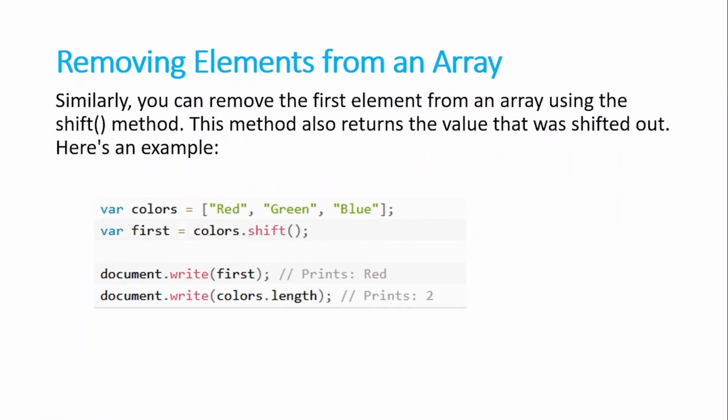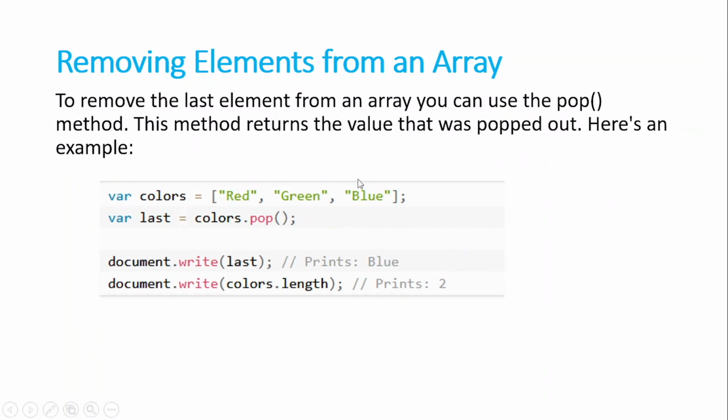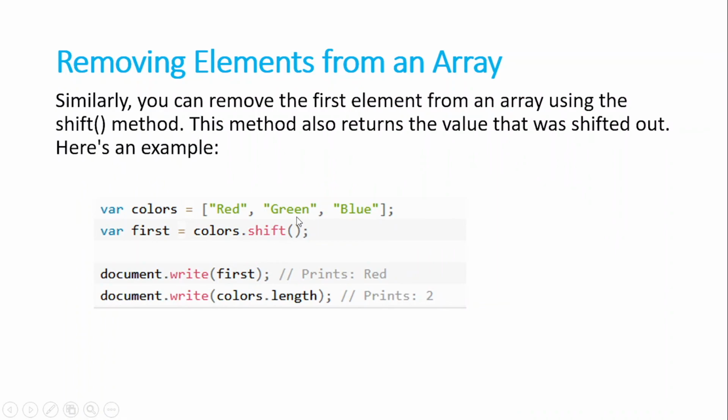Similarly, we can remove the element from the start as well. Just like we had the unshift for adding the elements, we have shift for removing the first element. Now you can see we are using the shift method, and then this red will be removed. So this red is now removed, and then we have stored that inside the first variable, and we are console logging that or document dot writing that. And if we count the length now, then it will be 2. So both the methods pop and shift are used for removing the elements, but pop will remove the elements from the end, shift will remove the elements from the start. So that is basically the difference.